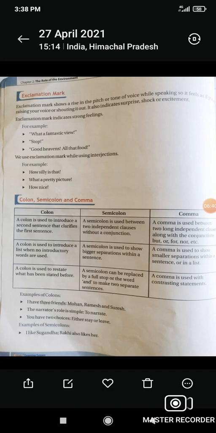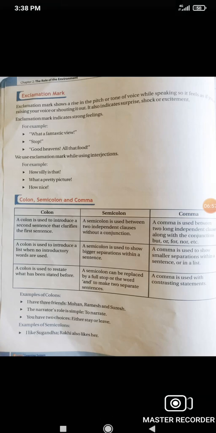Next definition is that a semicolon is used to show a bigger separation within a sentence. For example, the motorcycles stretched in a never-ending line on the highway; the prime minister was traveling in one of the cars. It is such a big separation. To make this big separation, we use a semicolon.